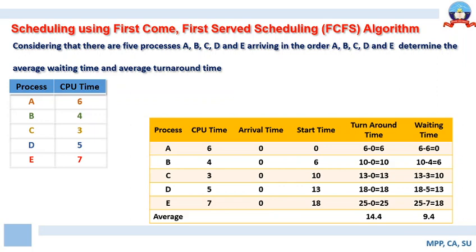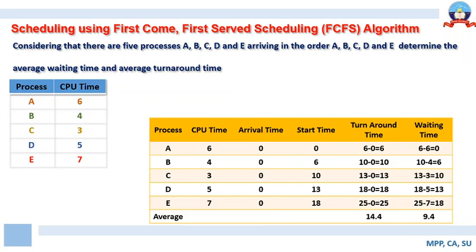Now likewise, waiting time. Waiting time is estimated as turnaround time minus burst time. So the turnaround time is 6 in case of A. So the waiting time is 6 minus 6. The burst time for A is 6. So 6 minus 6 is 0.